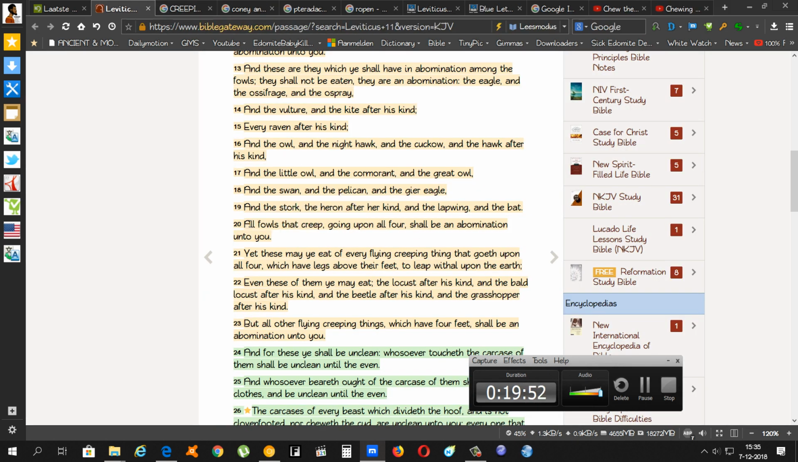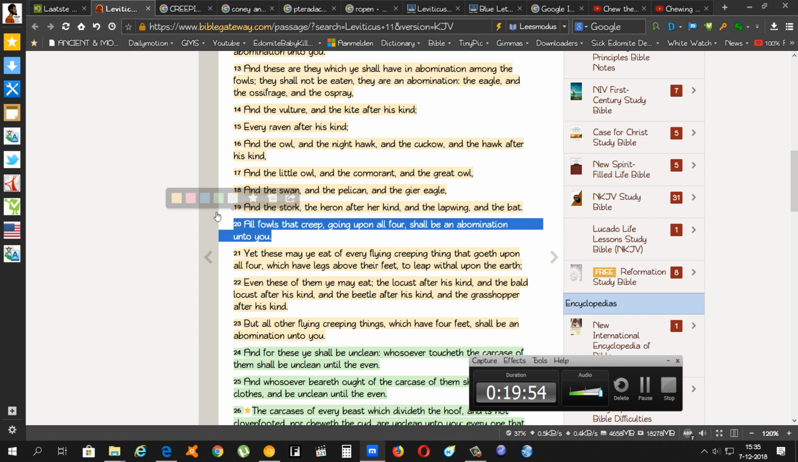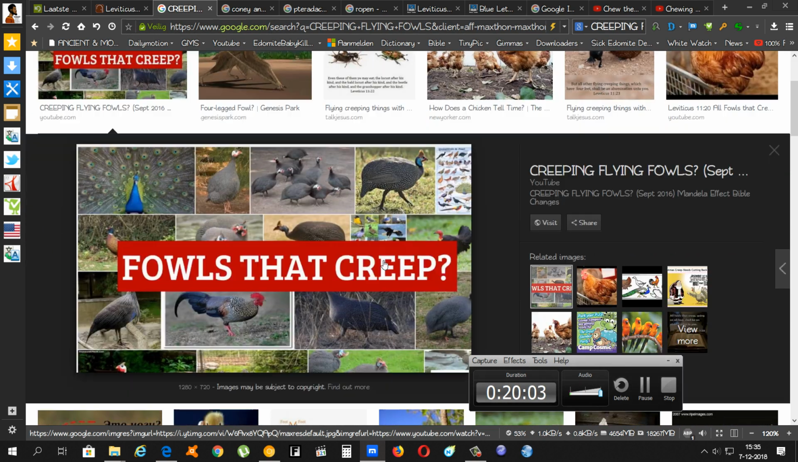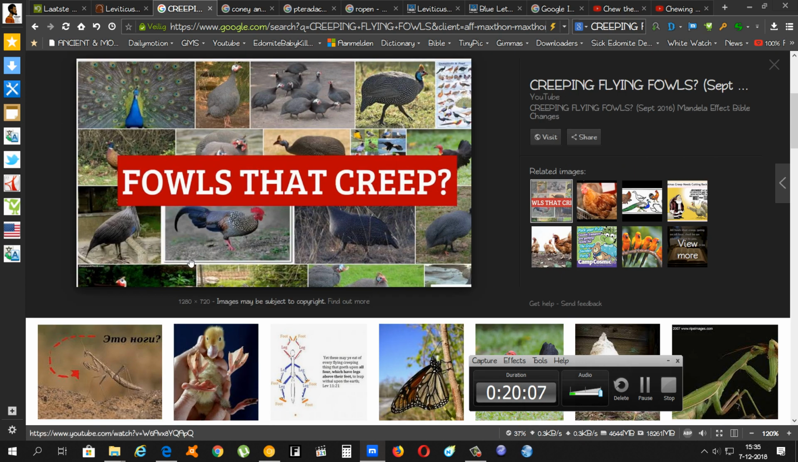So going on now, it says, all fowls that creep, going upon all fours, shall be an abomination unto you. Now, if you check out these animals, none of them have 4 feet. They have 2.